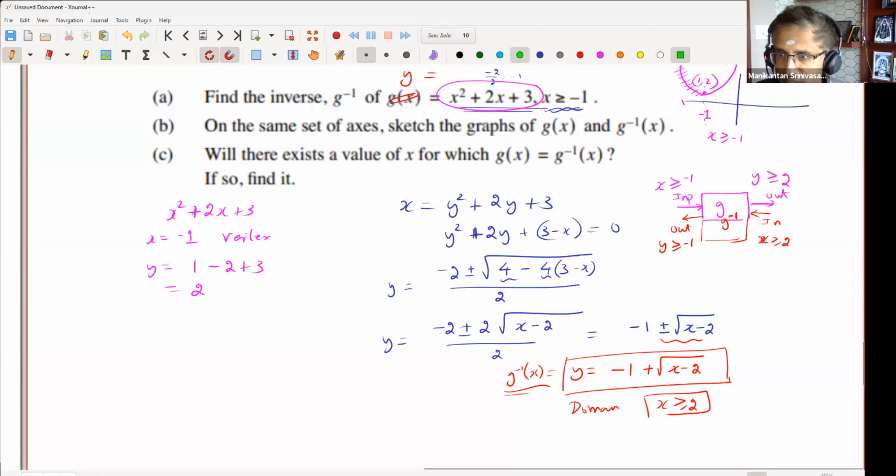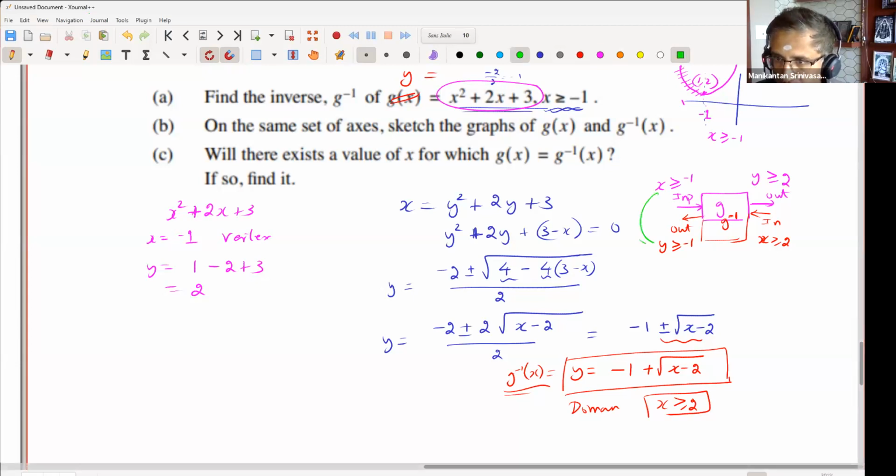And sure enough, it matches. Just like the domain of this and the range of this matched, the domain of this and the range of this also matched. Okay, all of you clear on this one? How things swap, the domain, range, everything should be crystal clear.